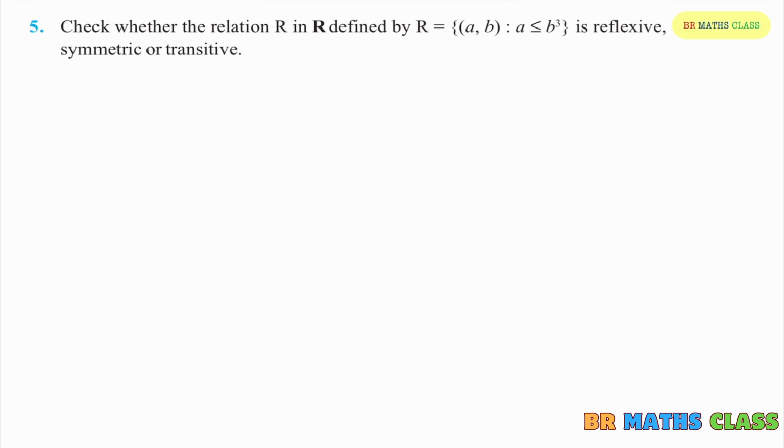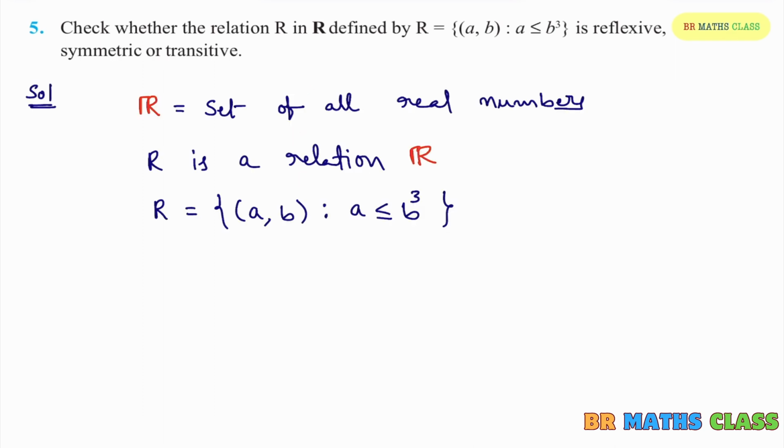In this question, they are asking us to check whether the given relation is reflexive, symmetric, transitive. In these problems, we mainly observe 3 points. First, I'll write those 3 points. First point: this relation is defined on which set? You observe here, they have given R. This is the set of all real numbers. So, this relation is defined on real numbers.